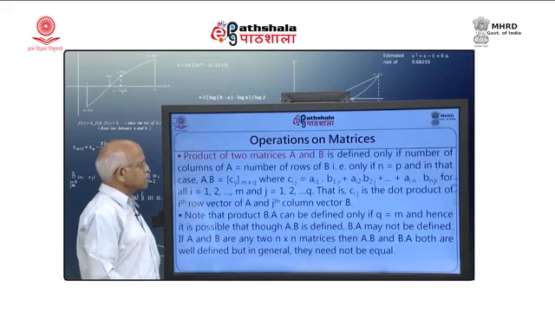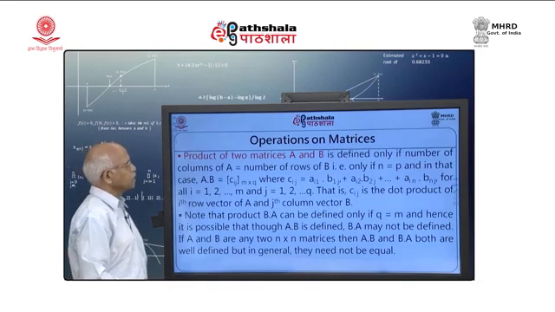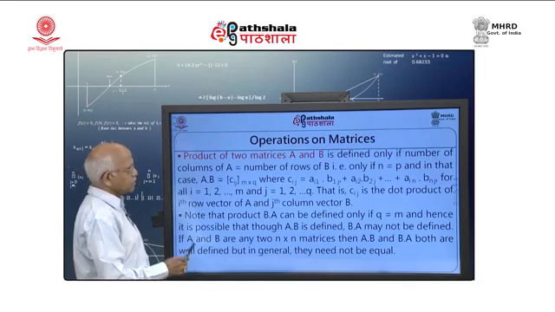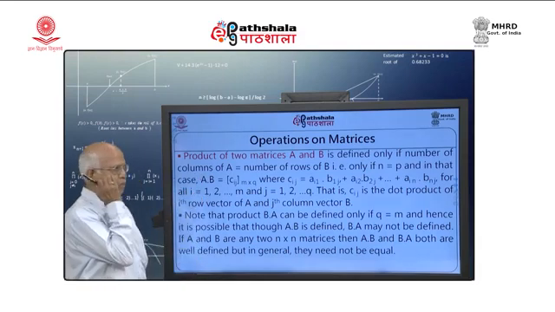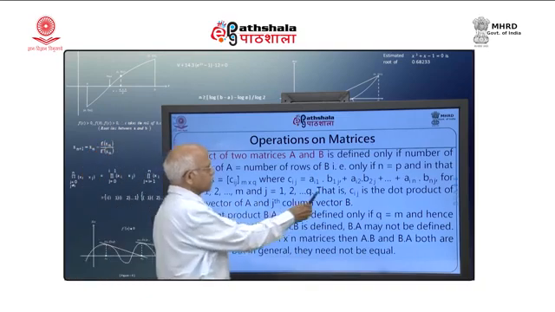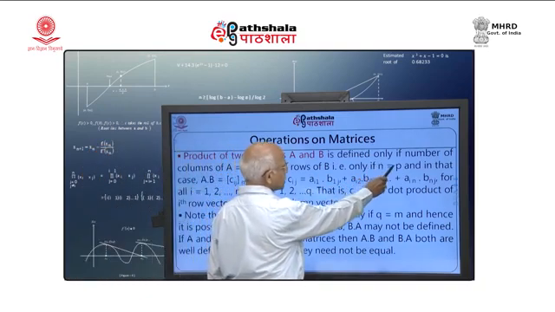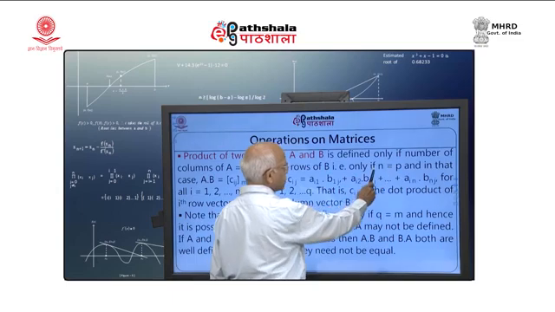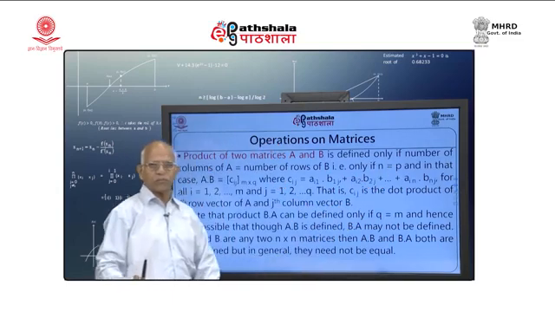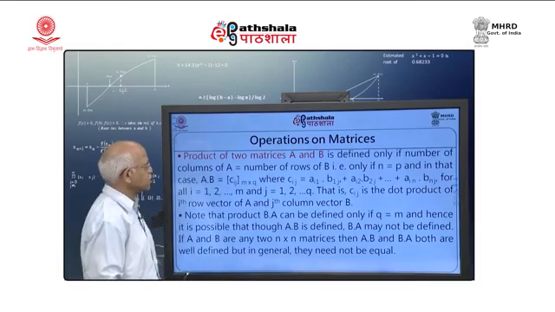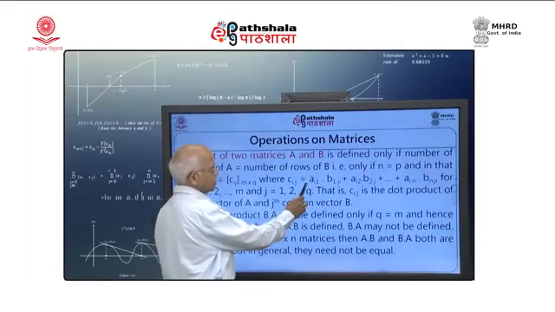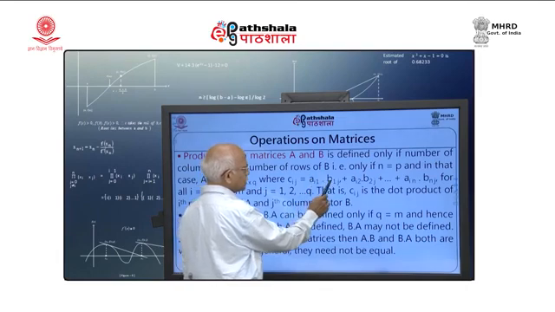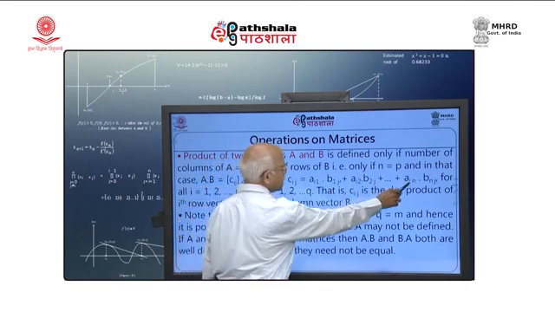Product of two matrices is again a special operation we define, and it is defined only if the number of columns of A is equal to the number of rows of B. So, in this particular case, if the number of columns of A, that is n, is equal to the number of rows of B, that is p, then only the product will be defined, otherwise the product will not be defined. And in that case, what will be the general element of the product? The general element of the product will be given by Ai1 into B1j, plus Ai2 into B2j, up to Ain into Bnj.